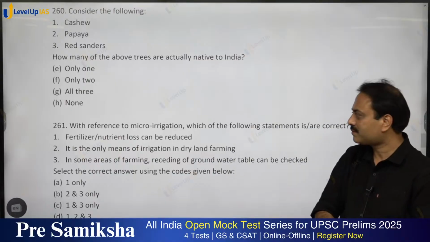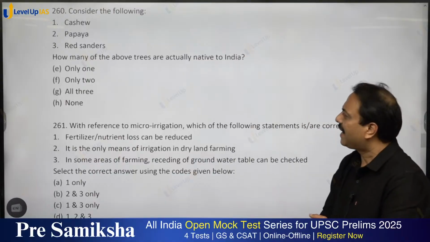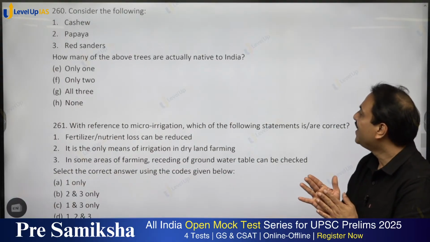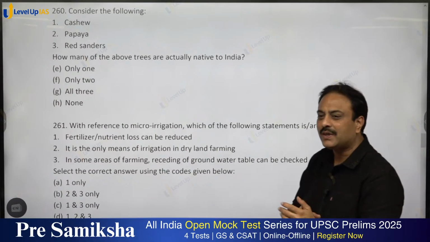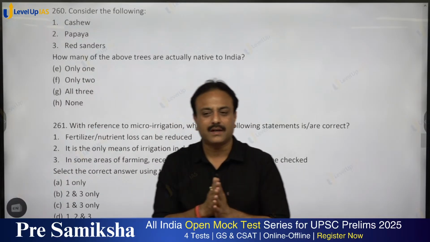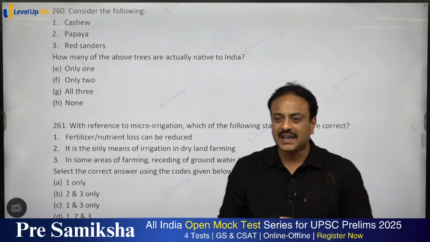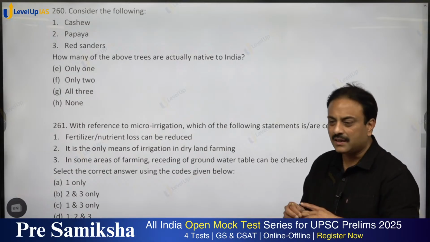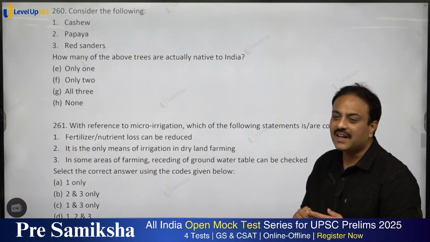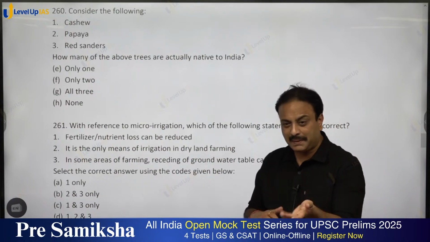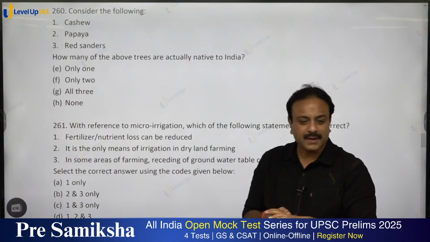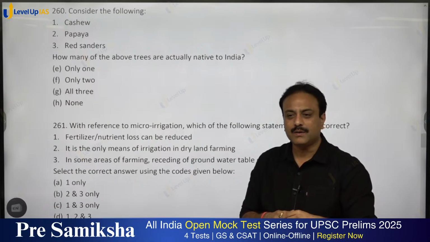Consider the following: cashew, kaju. How many of the above trees are actually native to India? Cashew is native to India. It is native to which country? Brazil. Cashew originated in Brazil, South America. Papaya. Papaya native to India? No. It is native to which place? Mexico, Central America. What is Central America?